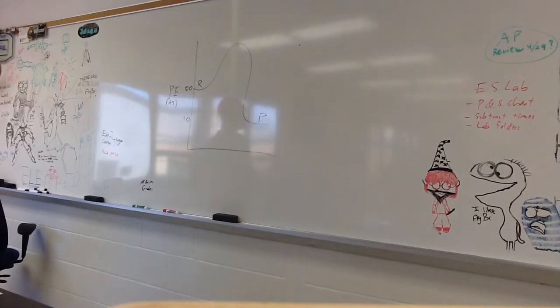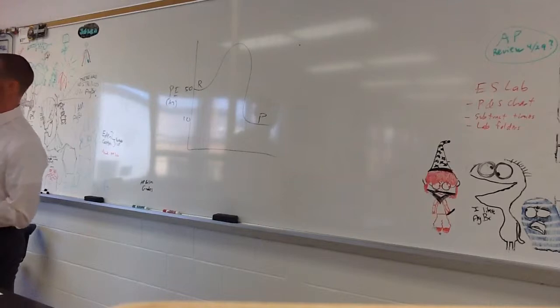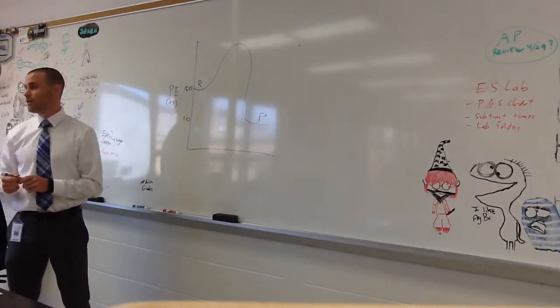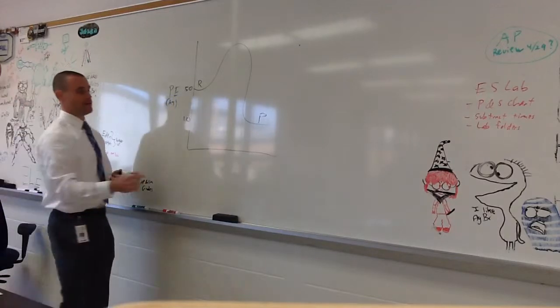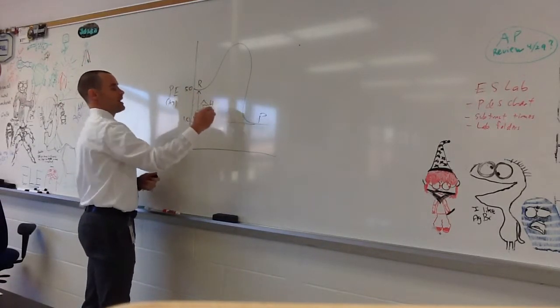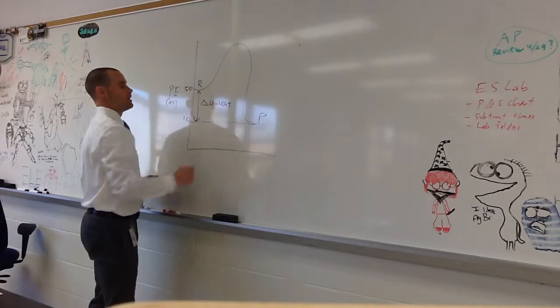Same people keep raising their hands. So I'm gonna go with John Todd. Negative 40 kilojoules. How do you get that? 10 minus 50, right. So here's your delta H, and that's negative 40 kilojoules, right?